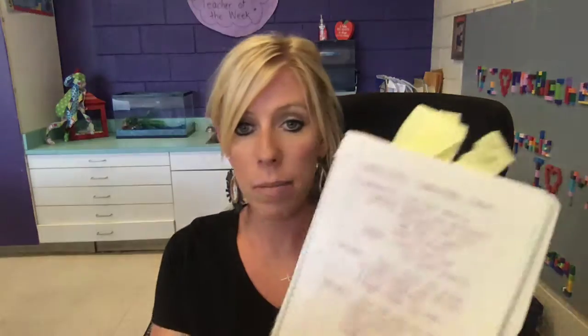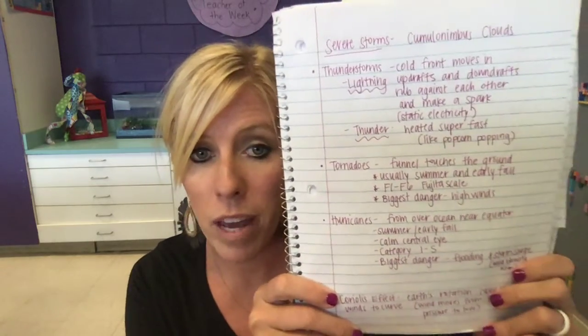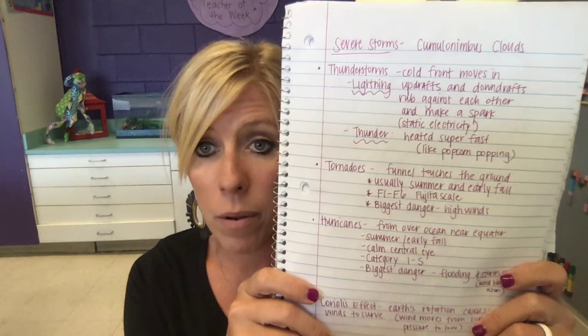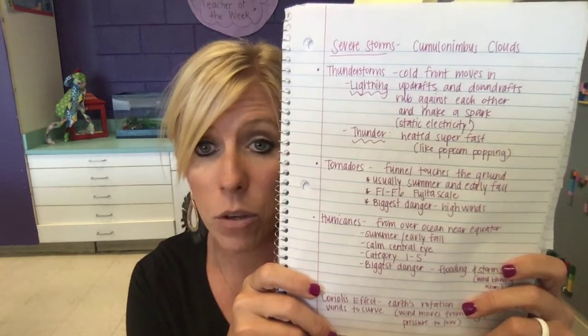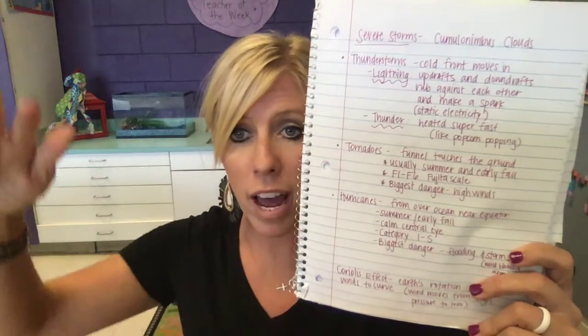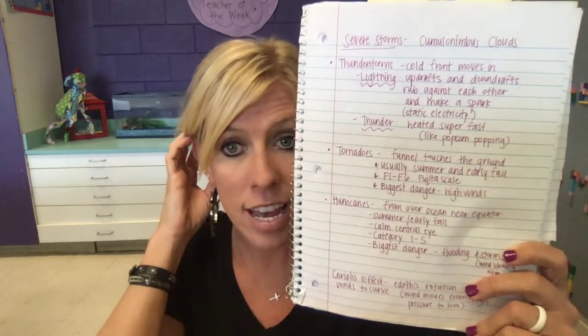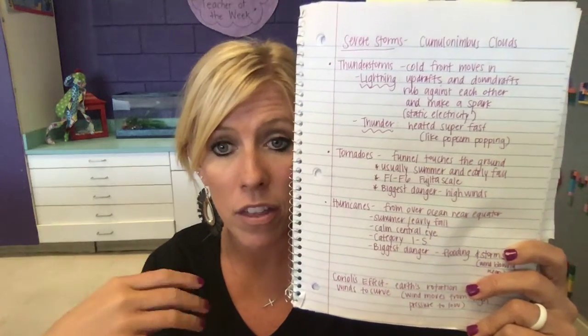Okay, so another page I want to look at with you, right here, is more talking just about cumulonimbus. There we go. Okay, so types of severe storms, we have lots of different kinds. We have thunderstorms. So when a cold front moves in, you see lightning. That's when you've got those updrafts and downdrafts, and they're rubbing against each other, and it makes a spark, static electricity. That's the lightning. And when they're heated up super fast, like popcorn popping, you hear that thunder.